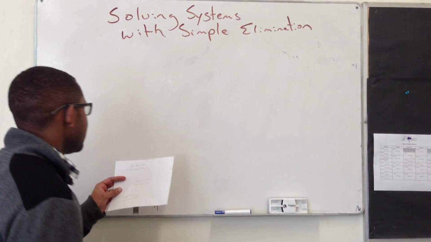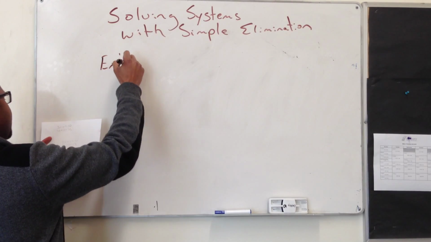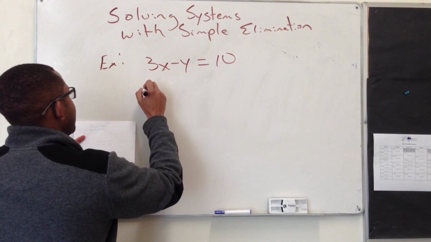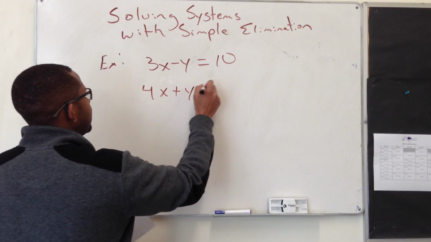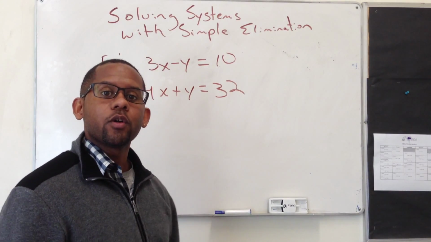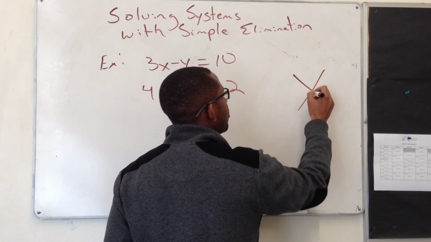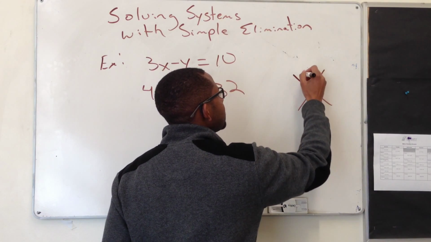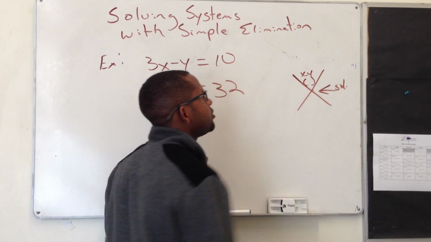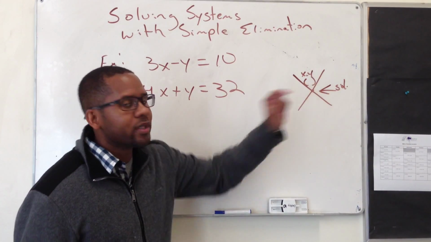So, you have a system of equations. For example, it says 3x minus y equals 10 and 4x plus y equals 32. And you want to know, what is the solution? In other words, where do those two lines cross? In other words, what is the ordered pair of the point where those two lines cross? Because that represents a solution.